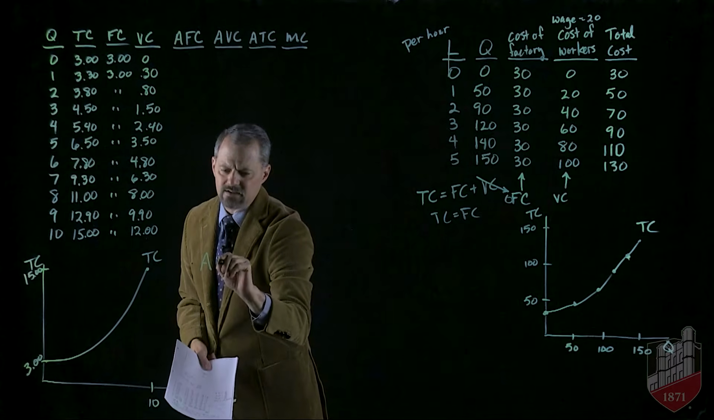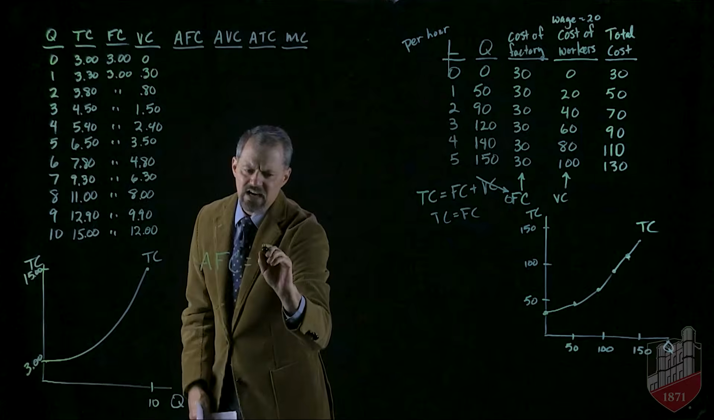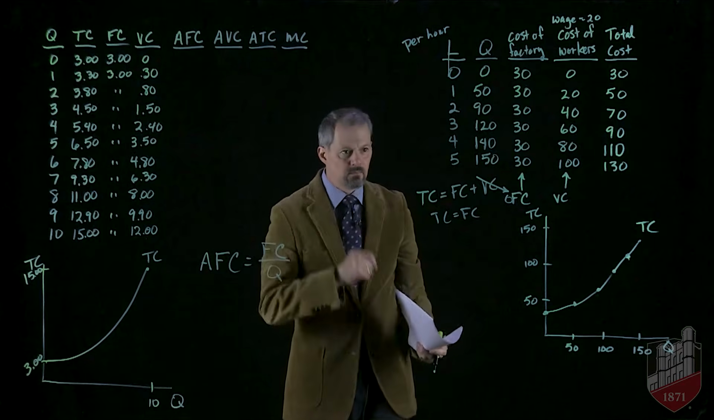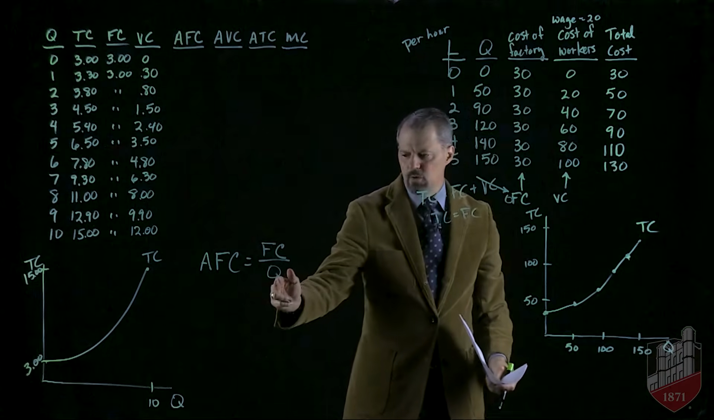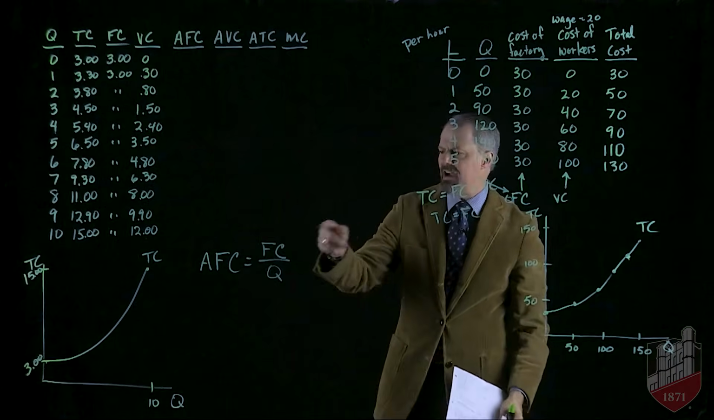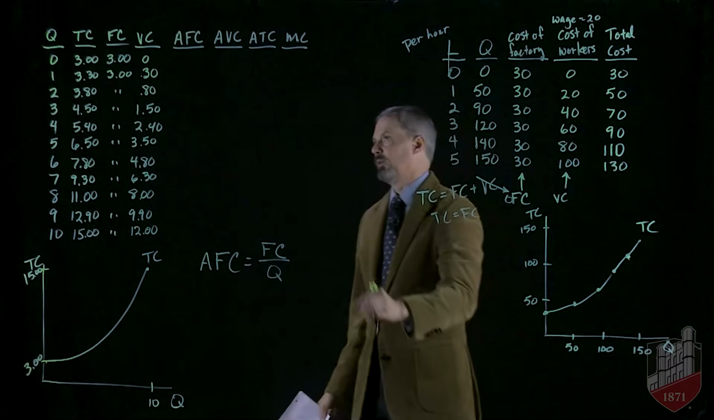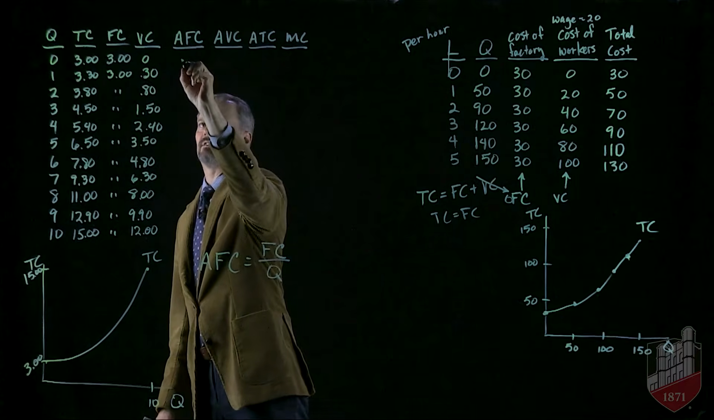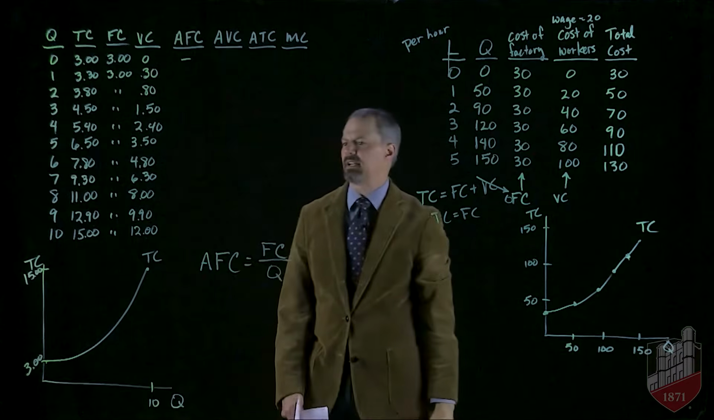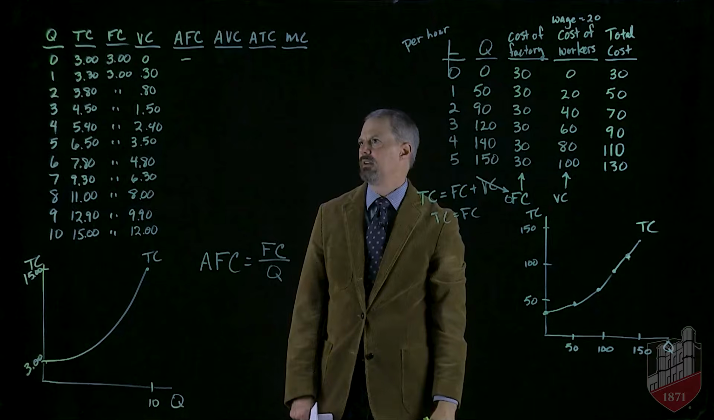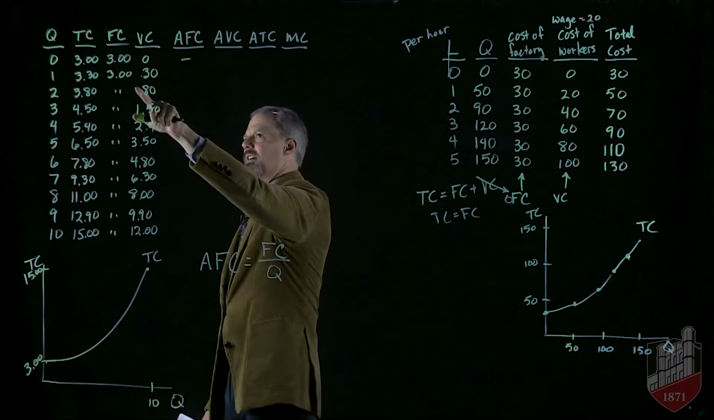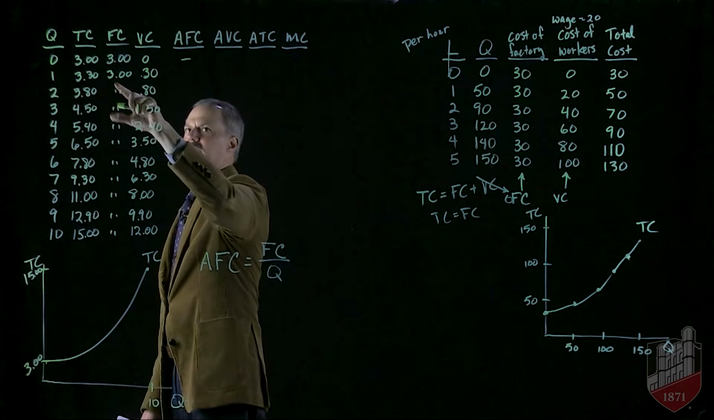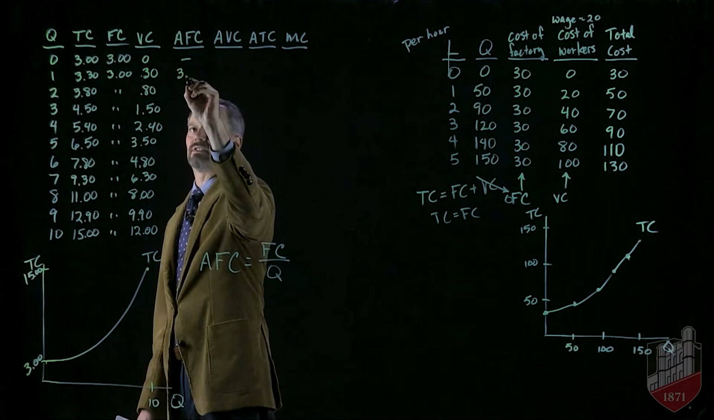Average fixed cost is calculated as just fixed cost divided by Q. Each of these average measures are going to be divided by Q. So average fixed cost, we would take our fixed cost and divide by Q. Now we can't divide by 0, so I'm not going to calculate it right there. But what we're going to be doing here is we've got fixed cost of $3 divided by an output of 1. That means that our average fixed cost is $3.